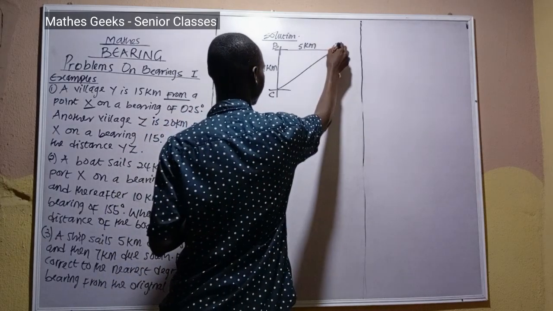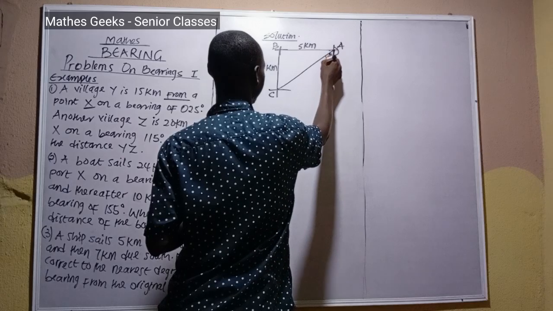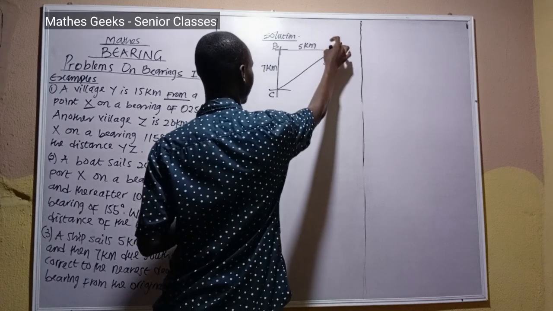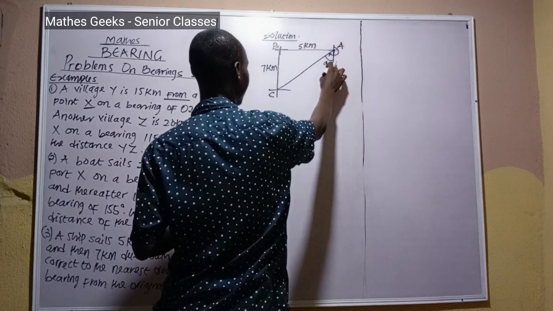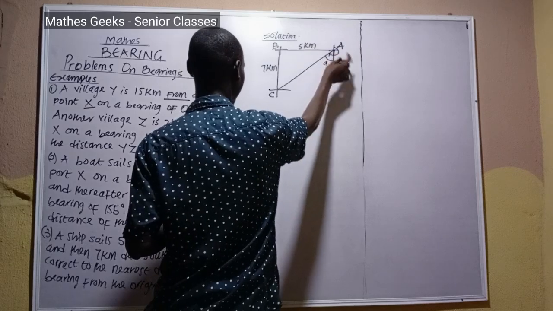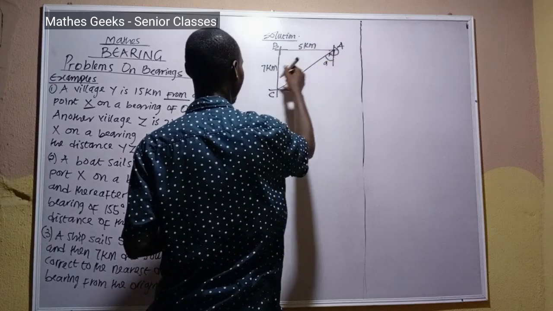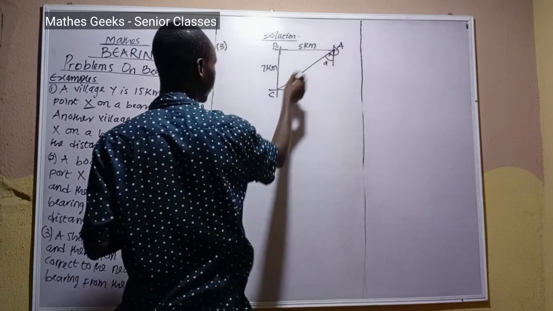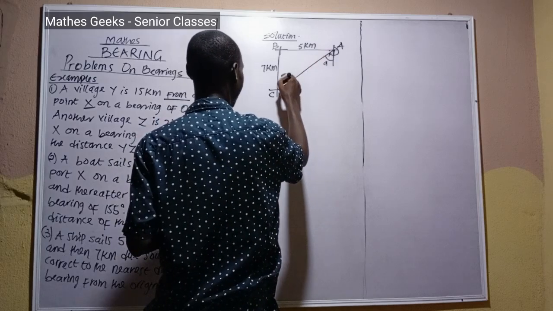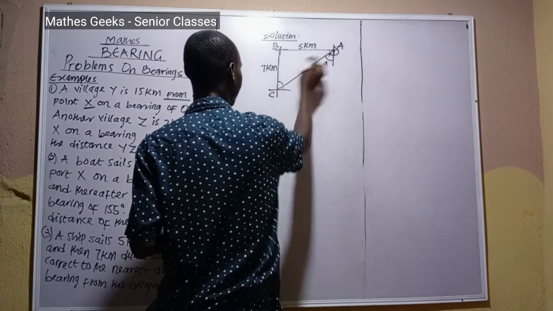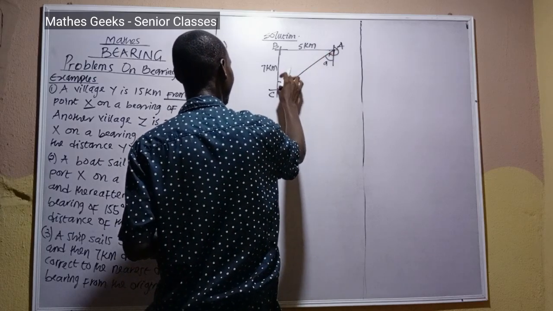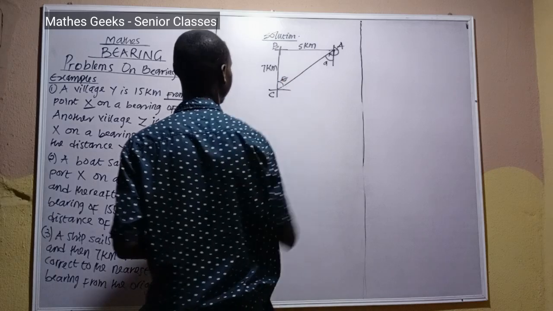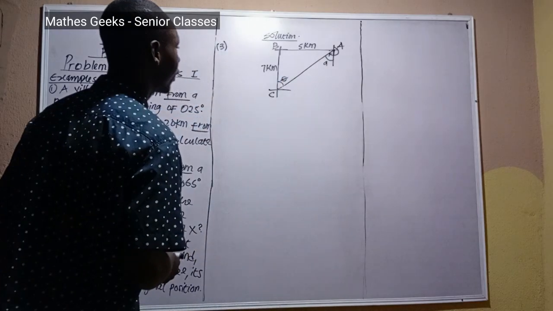So let's call this angle E. Already we know that from north to south here is 180 degrees, so you don't need to worry about that. For us to get this known, we can use alternate angles, which is theta. This will alternate to this side, and for us to do that, we need to know this angle too. So let's call this theta. Okay, now let's go on with our calculation.